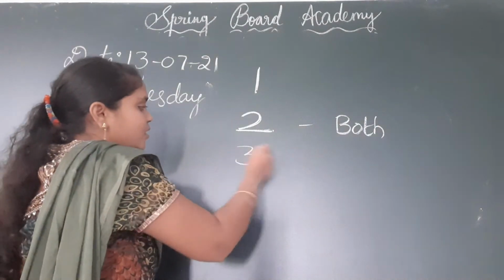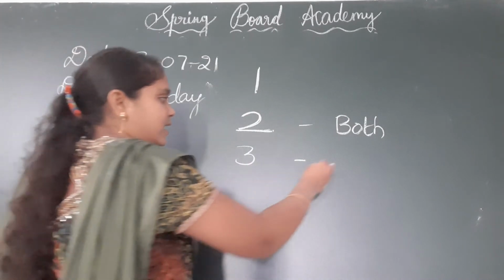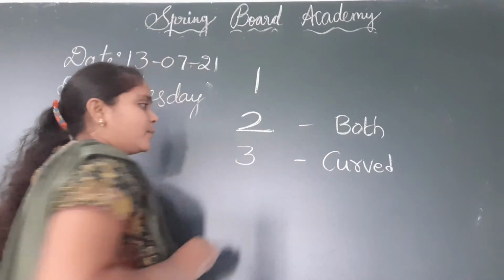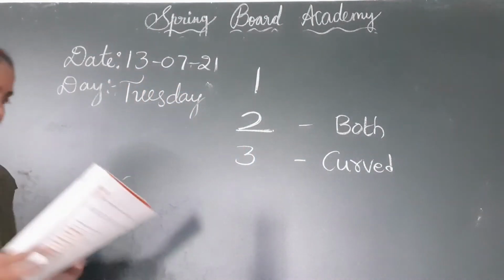Next, 3. Is 3 formed by straight lines or curved lines? Yes, only curved lines children. Okay, 3 is formed by only curved lines. So no need to write anywhere, just listen children.